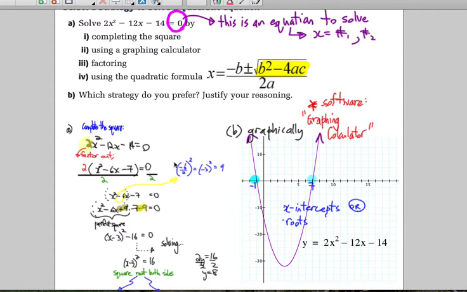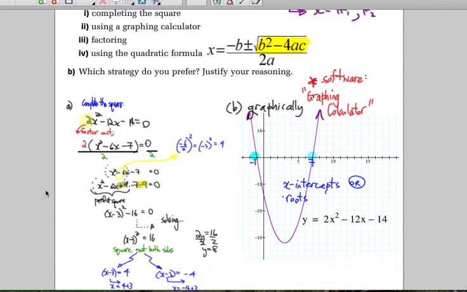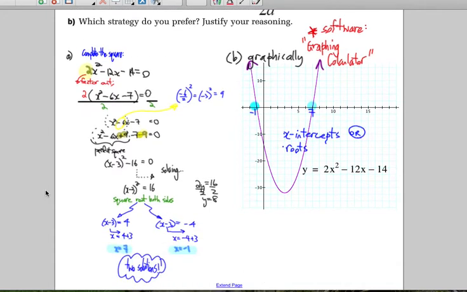Second method is completing the square. This is probably the most complicated, but it is good from a pure math standpoint. If you take the question again, factor out a 2, common factor of 2 from each term there, and because that's equal to 0, you can divide both sides by 2, and the 2 disappears. Now you've got x squared minus 6x minus 7 equals 0.